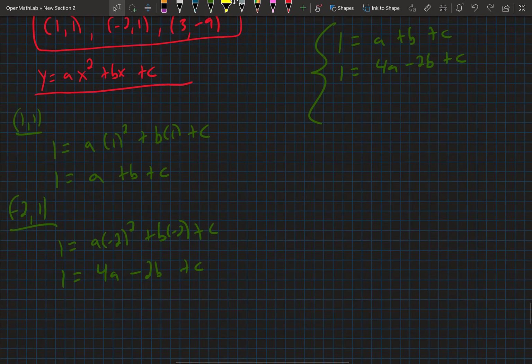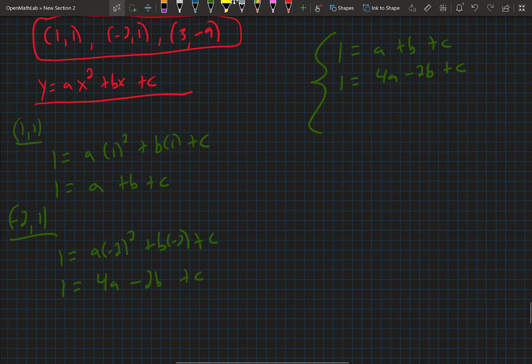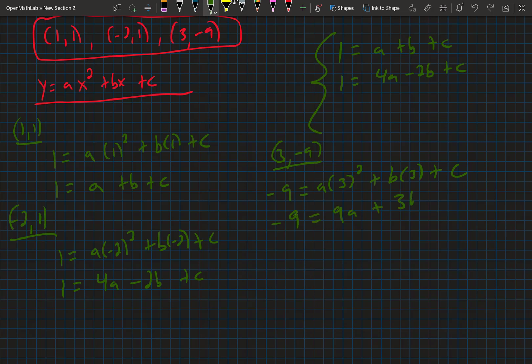And then lastly, we need to plug in the point (3, -9). That gives me negative 9 equals a times 3 squared plus b times 3 plus c. So we get negative 9 equals 9a plus 3b plus c.